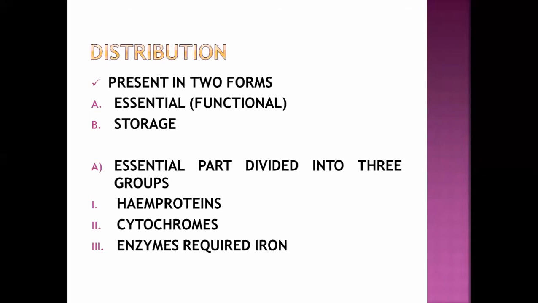Essential part are the functional part of the iron, further divided and classified into three groups. Number one is heme protein. Number two is cytochromes. And number three, enzymes dependent upon the iron.